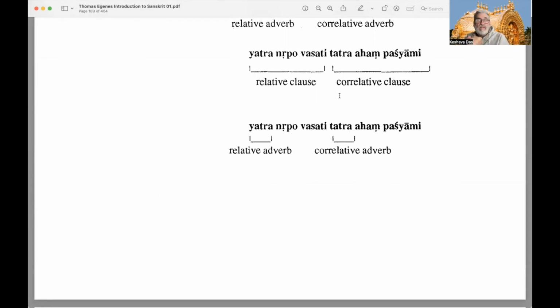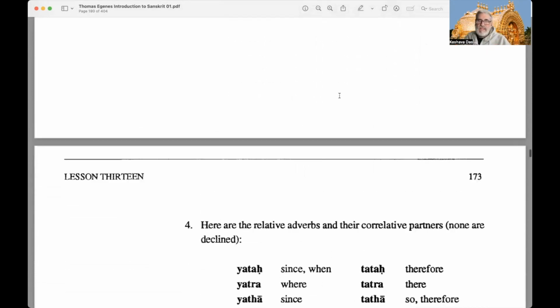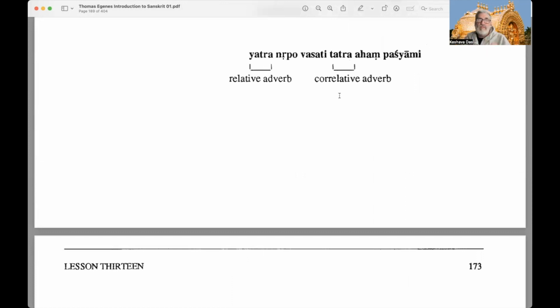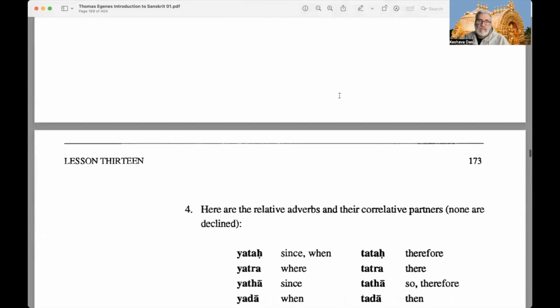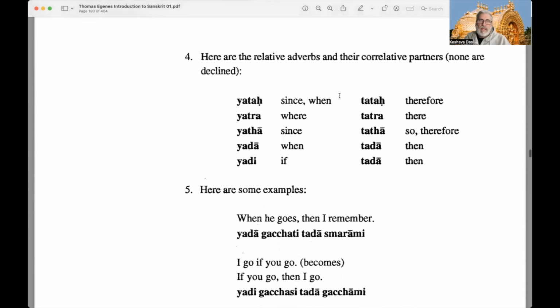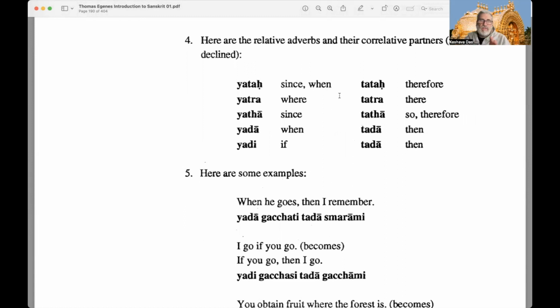But remember, the correlative is the primary and the relative is the subordinate or secondary. So down here, we'll see which one to use first and which one to use second, because somebody may say, well, you've got yatra and tatra, which one do you use first? You use yatra first and tatra second. So let's look down here. Remember, these are all indeclinable, so we do not have to add endings to them, either verbal or noun endings. We just use them as they are.